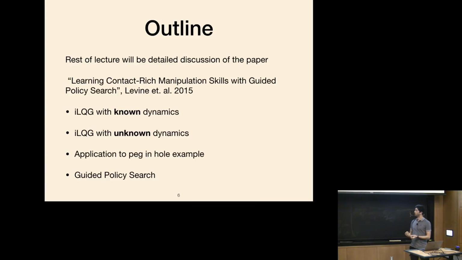Then I want to come back to that peg and hole example, think about that airplane example, and tell you what all these abstract symbols that we've been talking about throughout the class are in this specific example. And then, if we have time, we'll talk about guided policy search, which is a way to convert local policies into global policies.